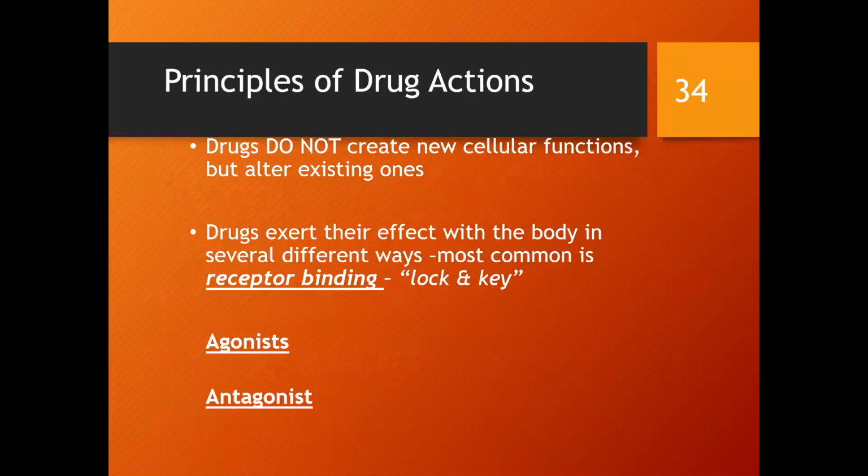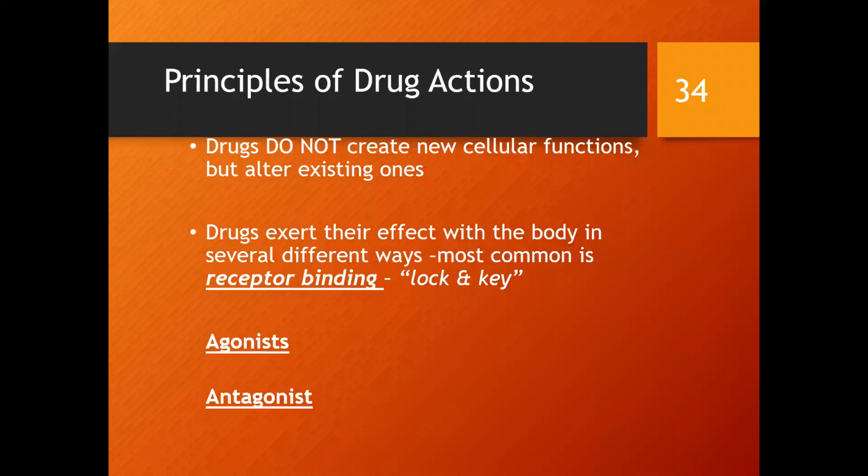Principles of drug actions. So drugs do not create a new cellular function, but alter its existing one, okay? So they can't create new cellular functions, okay? Drugs exert their effects with the body in several different ways. Most common is receptor binding, so it's like a lock and key. So an agonist is a drug that produces the same type of response as the endogenous substance, so it helps enhance or works with something, so it makes it better, okay? It does the same thing or makes it better.